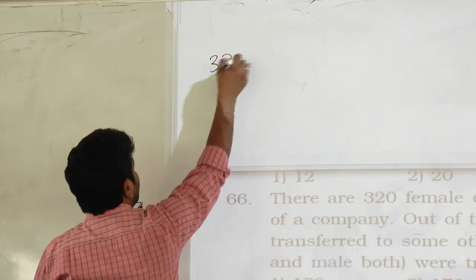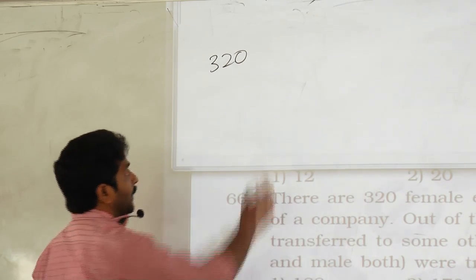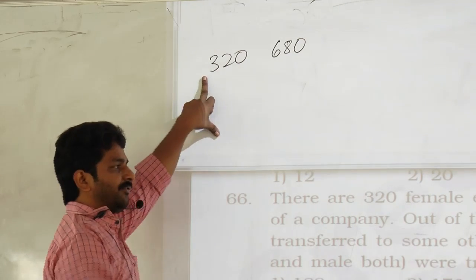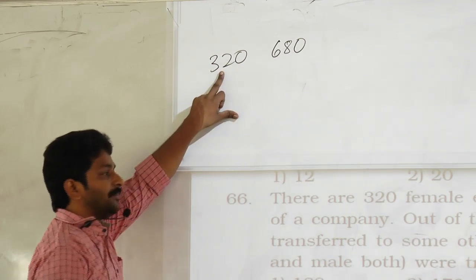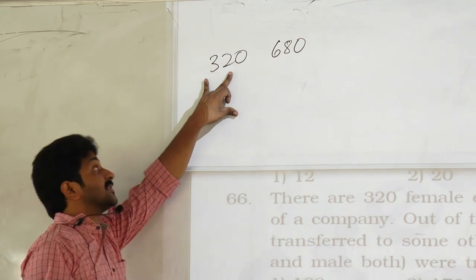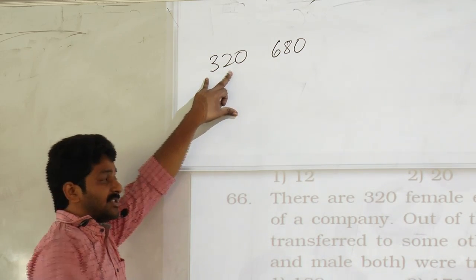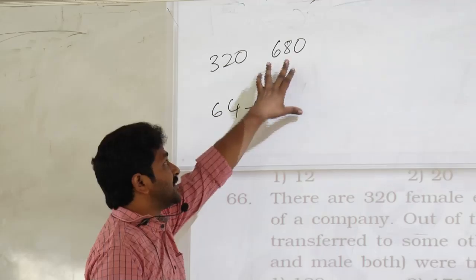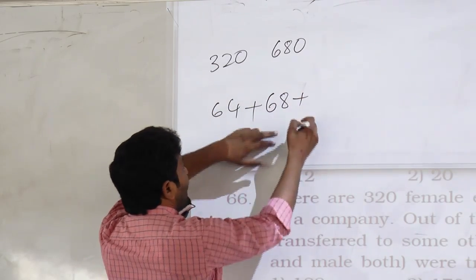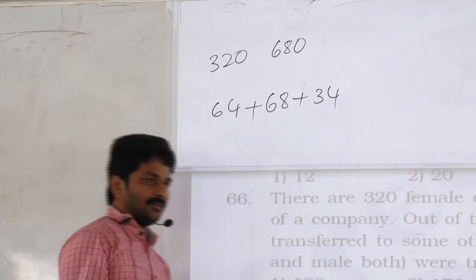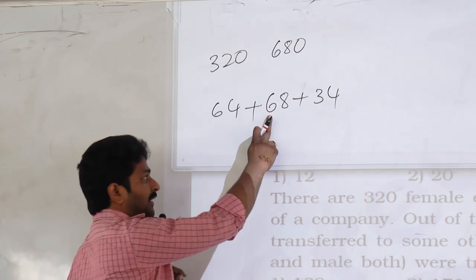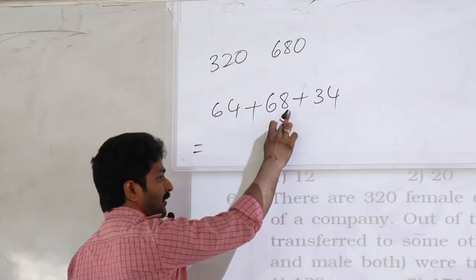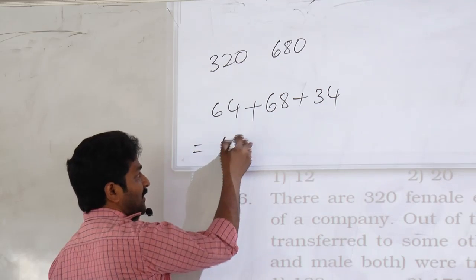So out of the total we have 320 female and 680 male. 20% female employees and 15% male employees were transferred. 20% of this: 10% is 32, 20% is 64. 64 transferred. And 15% of male employees: 10% is 68, half of that is 34, 5% is 34. 60, 60, 120, 120, 30, 150. You have 150. 4 plus 8, 12. 12 plus 4, 16. 166.